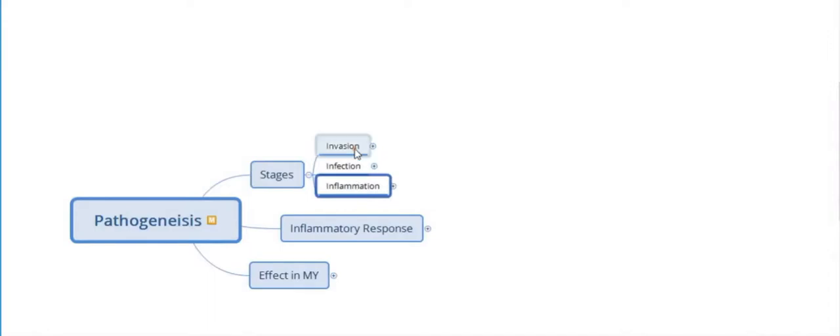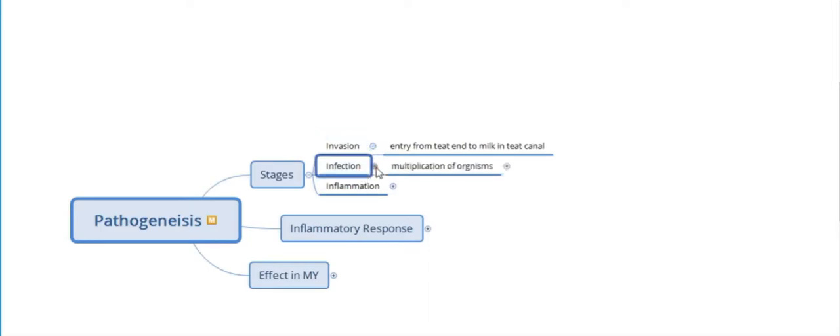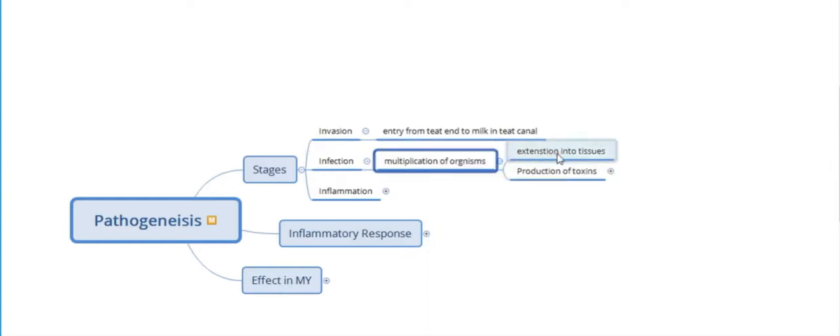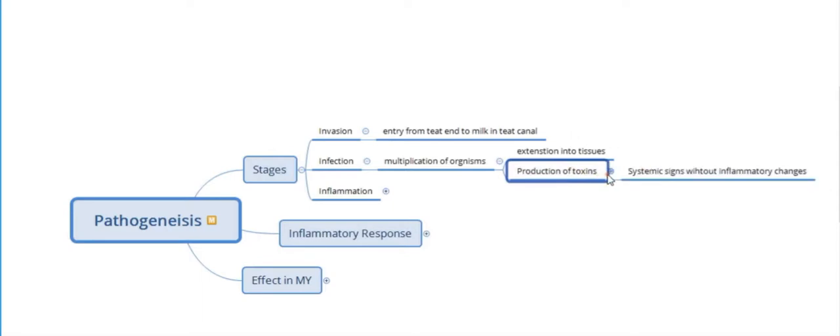So what is invasion? Invasion means the entry of the organism from the teat into the teat canal. This is followed by infection, wherein the bacteria, using milk as a medium for growth, multiplies uncontrollably and invades into the mammary tissue, and there will be multiplication of organisms and extension into the tissue and production of toxins in some cases. Whenever there is an excess toxin production, there may not be any inflammation. Before that, there will be systemic signs without inflammatory changes.